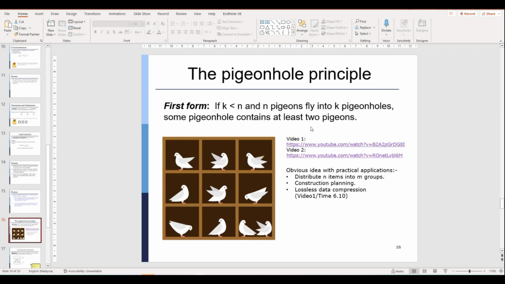Now the assumption is that we need to distribute the pigeons evenly. By nature, no pigeon will leave a pigeonhole empty. They try to occupy it, and of course, they may not want to share with other pigeons unless they are forced to.